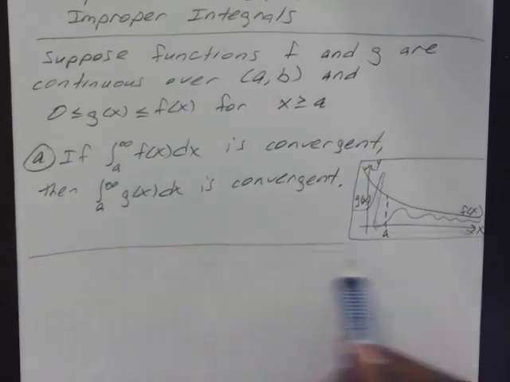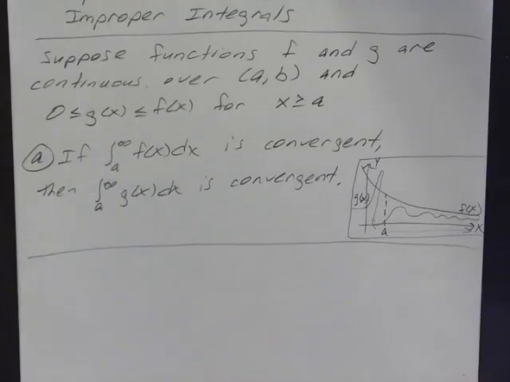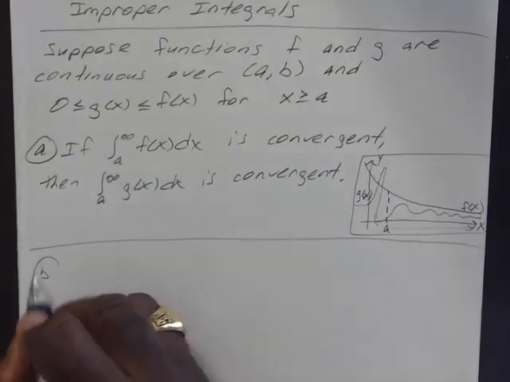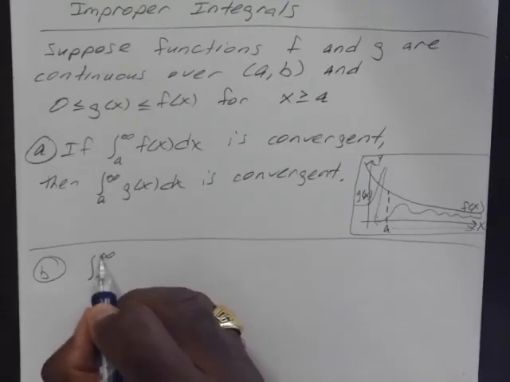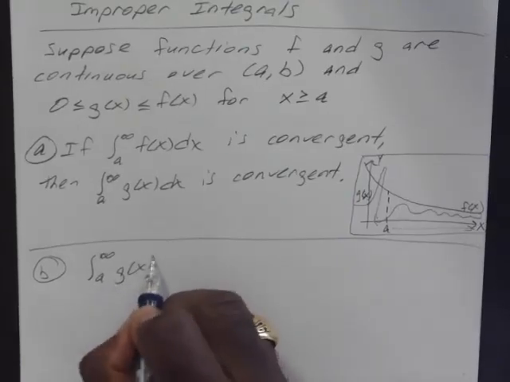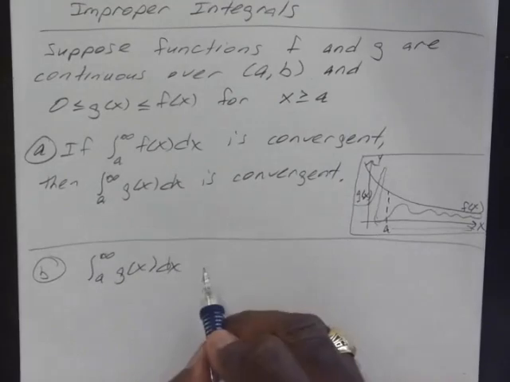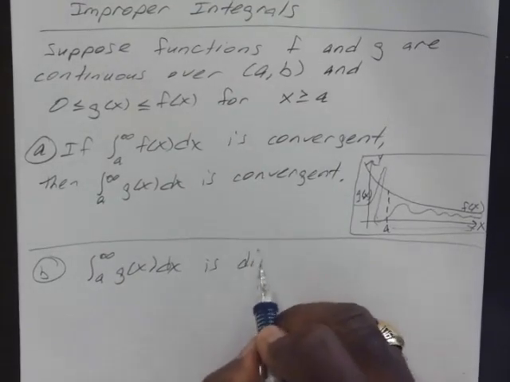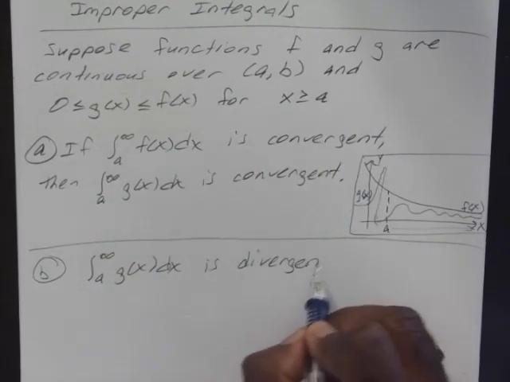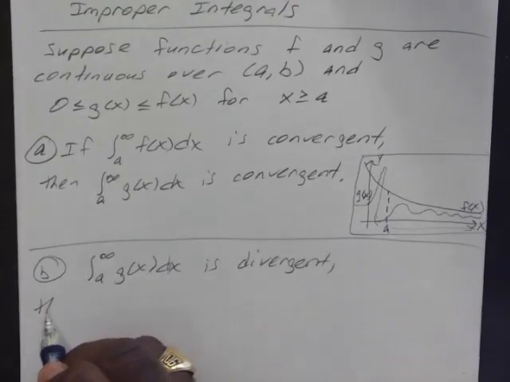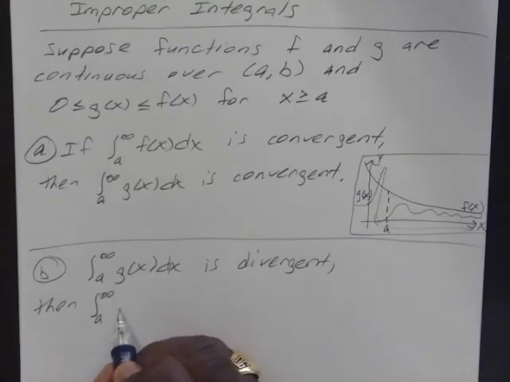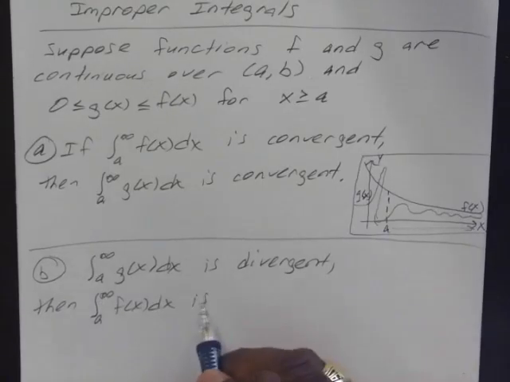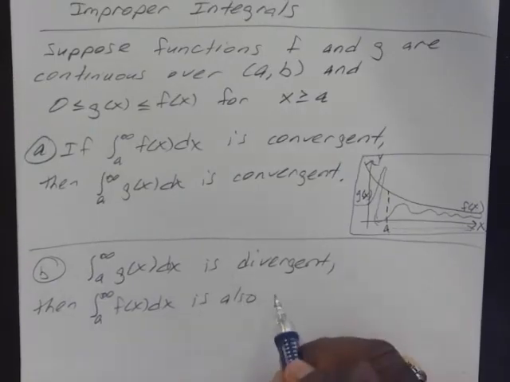Okay. And we also know that if those stipulations are true, if we know the integral from a to infinity of g of x with respect to x is divergent, then we know that the integral from a to infinity of f of x with respect to x is also divergent.